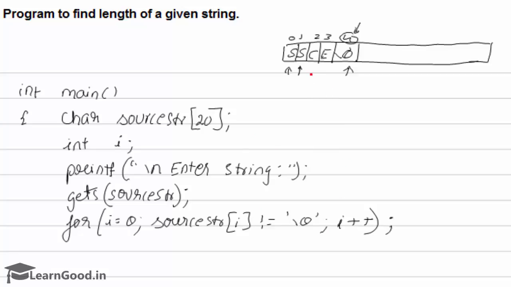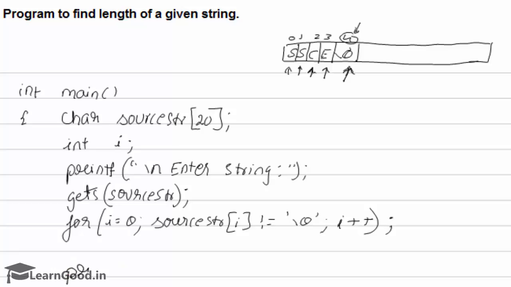Again i plus plus, i is going to be, sorry, 2. So again source str of 2 is c, not equals to \0, true. Again i plus plus, i is going to be 3. So source str of 3 is e, not equals to \0. Condition is true. Again i plus plus, this time i is going to be 4. Comes back, source str of 4 is nothing but \0, is not equals to \0. The condition is false. It comes out of the loop. That means when the i value is 4, it has come out. So i will represent nothing but the length of the string.